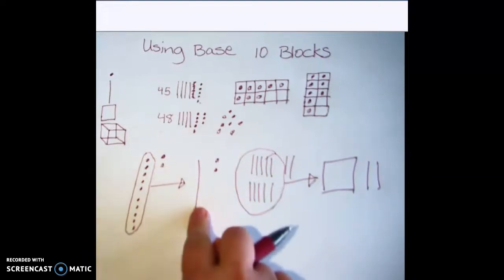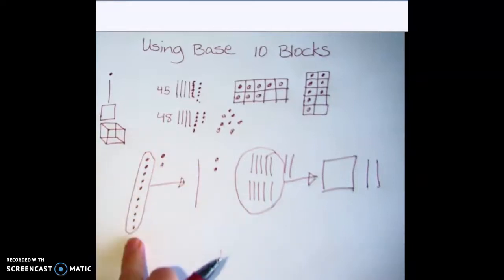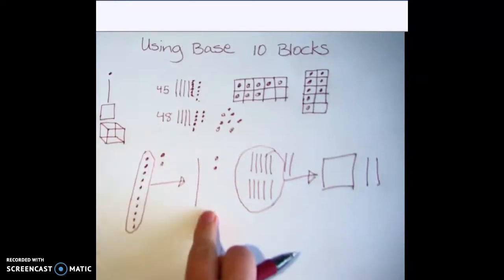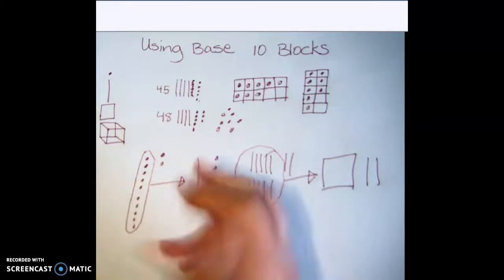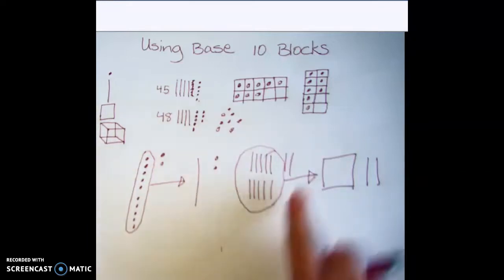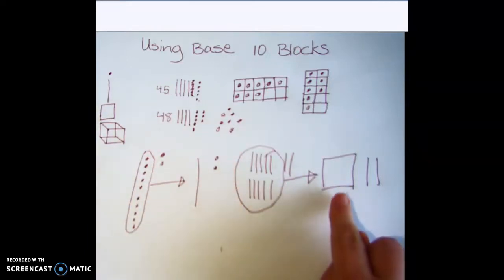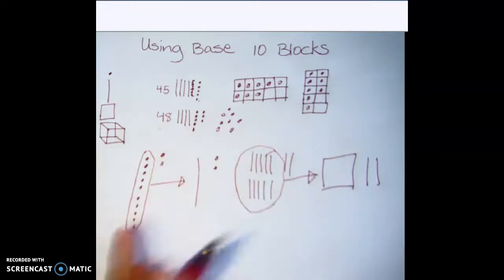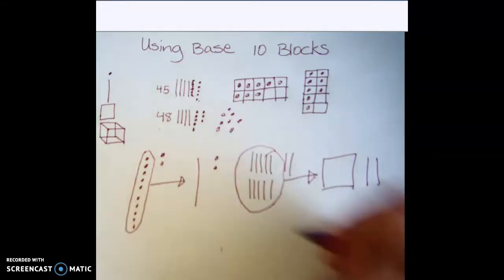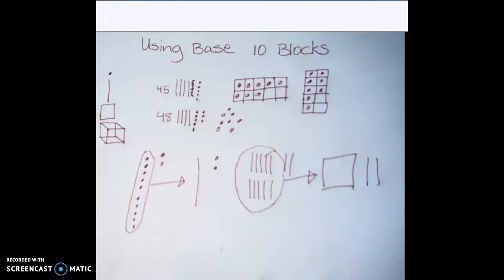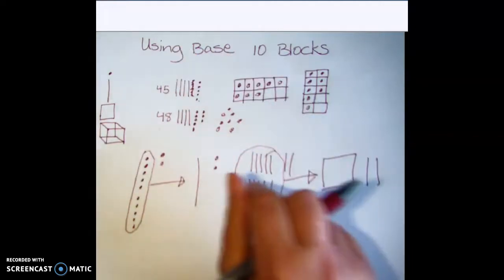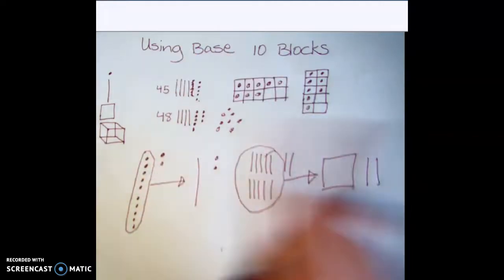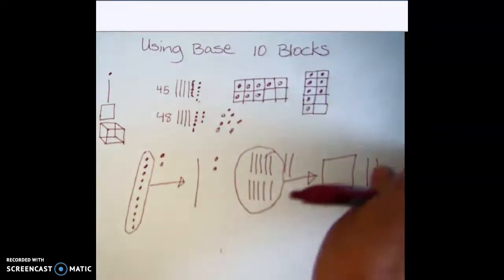So let's remember, if we want a long, we have to have 10 ones to trade in for it, and then we no longer have those. Instead, we have a 10. And if we need to trade in for a flat, we're going to need 10 tens to do that. And then when we trade it in, we don't have it anymore. So just keep that in mind. If we have 10 ones, we want to trade it in for a long. If we have 10 tens, we want to trade that in for 100. And so let's try one of them.